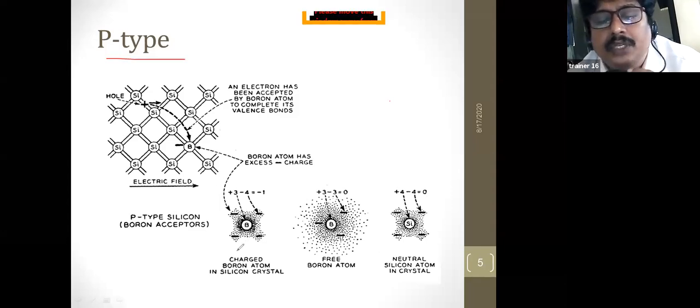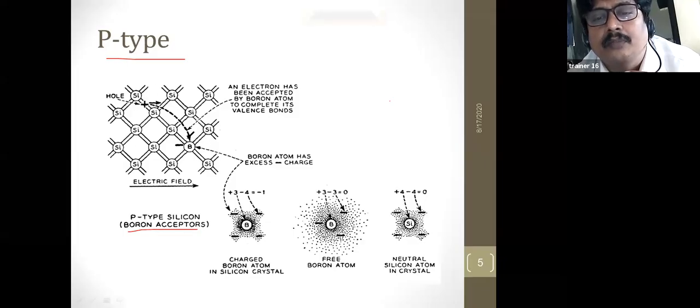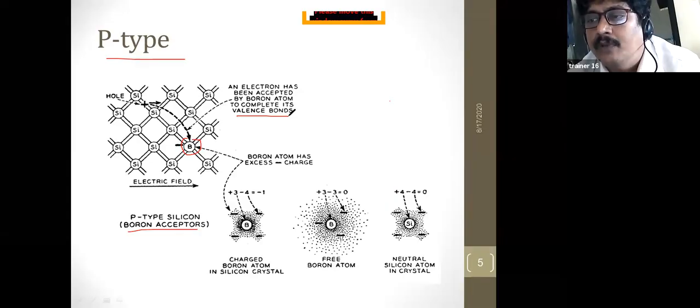See here, p-type means boron is the acceptor. Here the silicon is the donor, and here the boron is the acceptor. That means the boron receives. To complete the valence, as I said, there is a gap between the valence band and the conduction band. From the valence band, it transfers. That means the gap will decrease once it transfers.